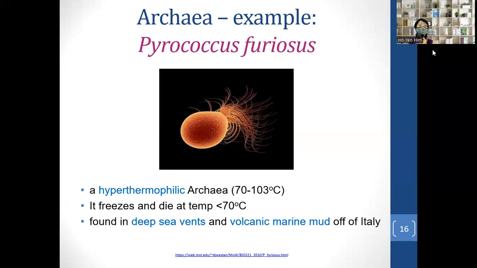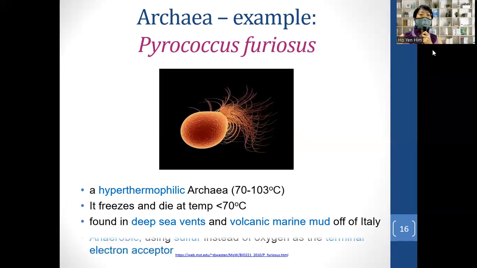So they can be found in deep sea vents and volcanic marine muds. That means in the seabed, right? Below there is the volcano. It's very, very hot. So they're able to live in those areas. Okay. So very interesting. And usually deep sea means no oxygen. So they are anaerobic. So if there's no oxygen, what will be used as the electron acceptor? Because we know that in respiration, we need the proton and electron acceptor, isn't it? To regenerate the NAD+, right? So therefore, they use sulfur instead of oxygen. So very interesting.